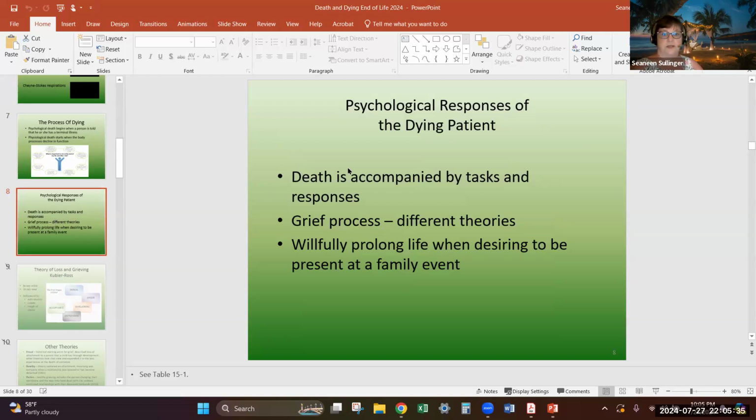Psychological responses of the dying patient, right? There are different tasks, or the person feels led to get things done, kind of like a bucket list, but really getting all their paperwork and everything in order. Different grief processes, we talked about that in the first lesson. And then perhaps prolonging life when desiring to be present at a family event.